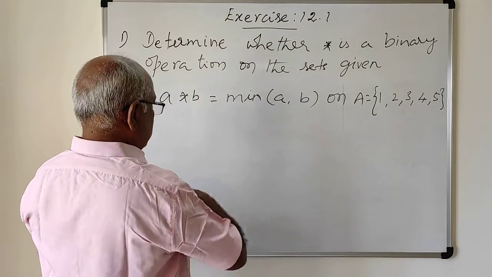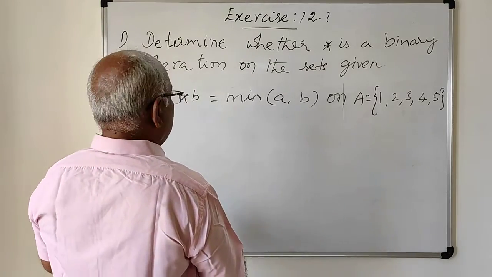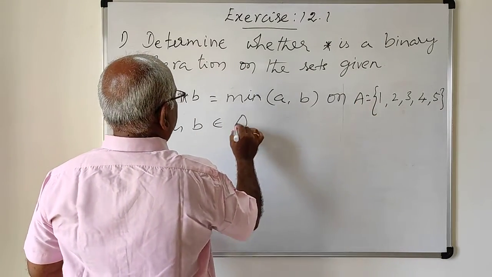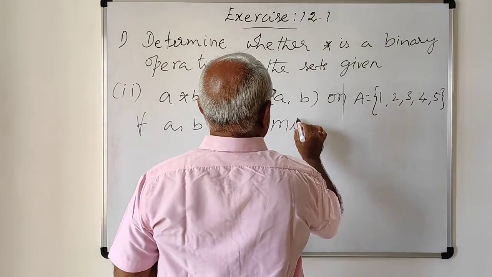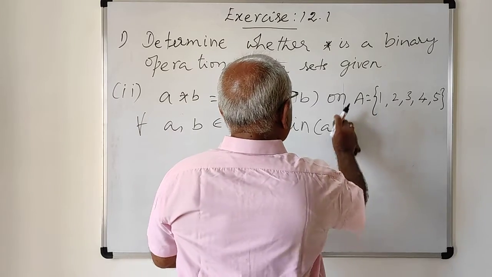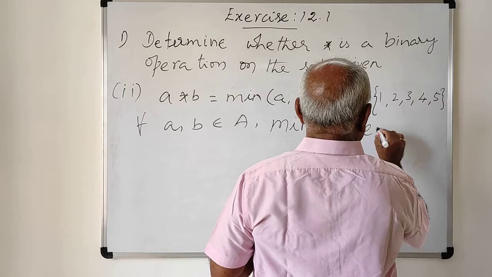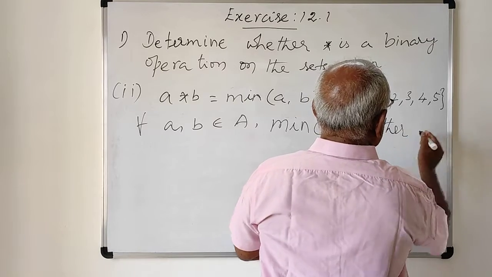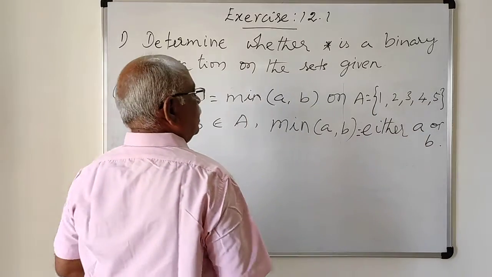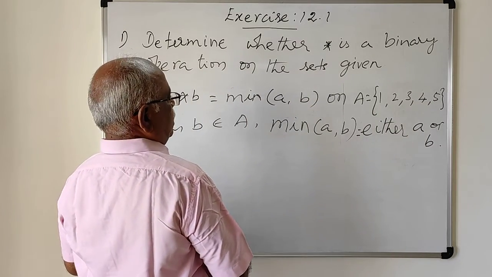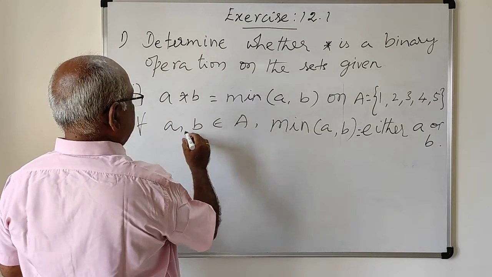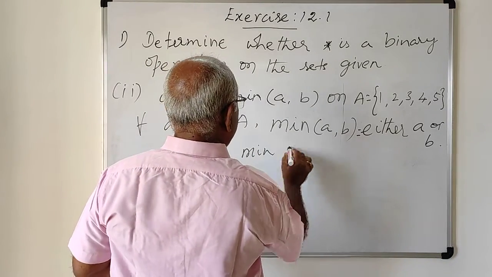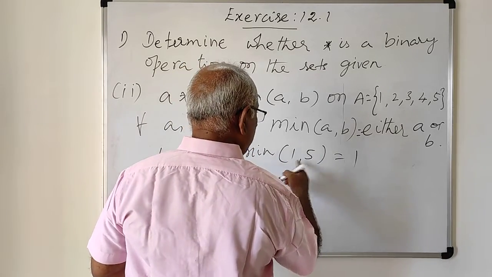We say that A comma B belongs to A. For every A comma B belongs to A, minimum of A comma B is either A or B. Minimum of A comma B is either A or B. For example, 1 comma 5 belongs to A, minimum of 1 comma 5 is equal to 1, because between 1 and 5, 1 is the minimum value.